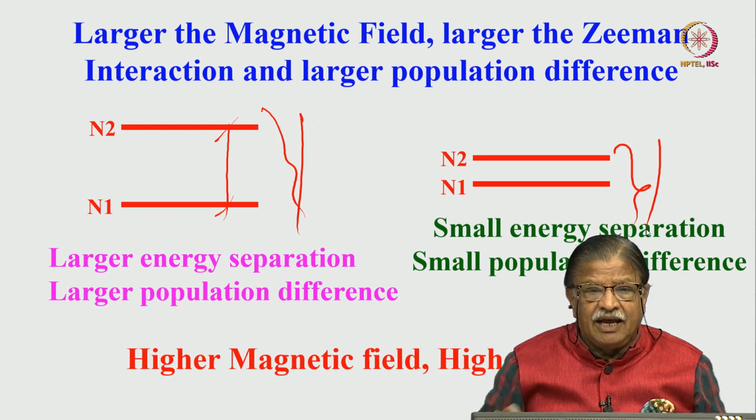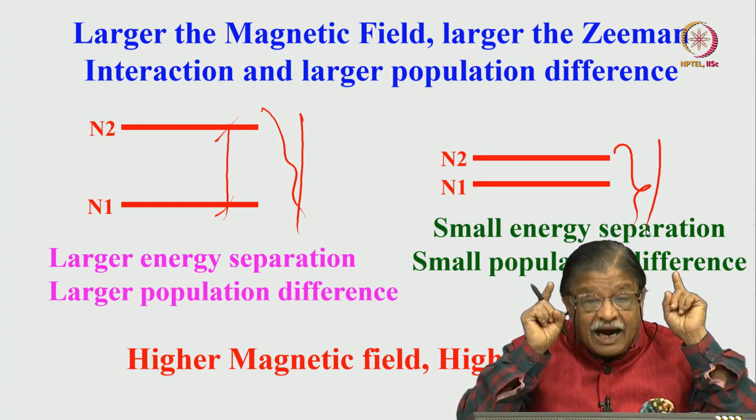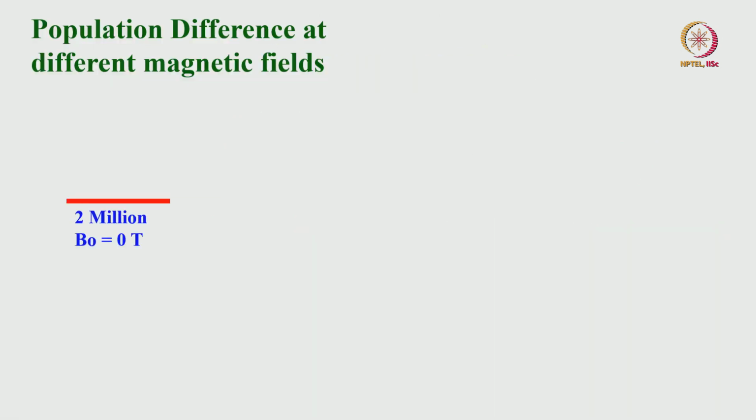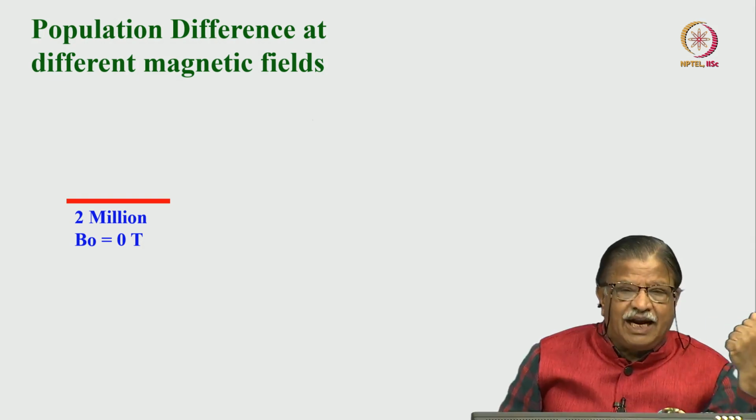So higher the magnetic field, higher the sensitivity. If you want to increase the sensitivity of detection of the NMR signal, you have to go to higher and higher magnetic fields. This is what I said in one of the slides earlier in the previous class. Now let us calculate the population difference at different magnetic fields and see what sensitivity gain we are going to get.